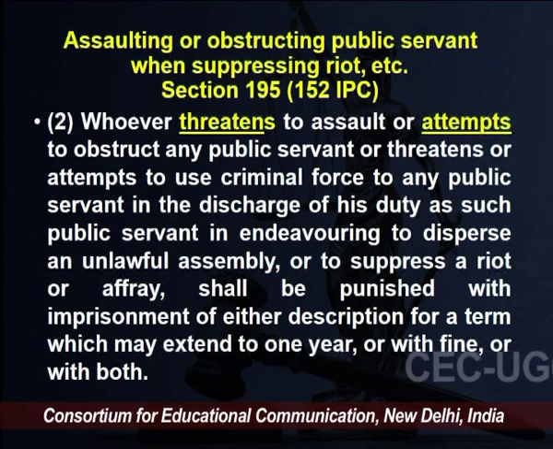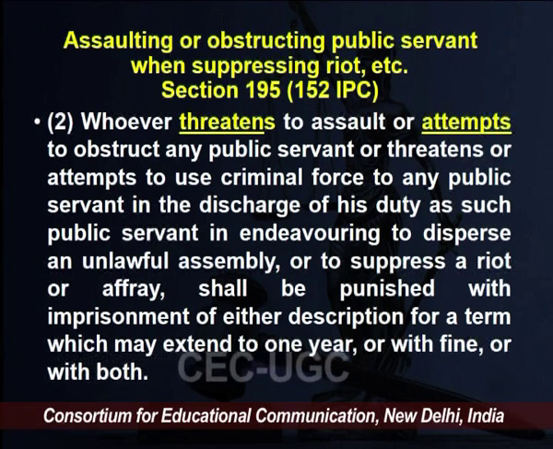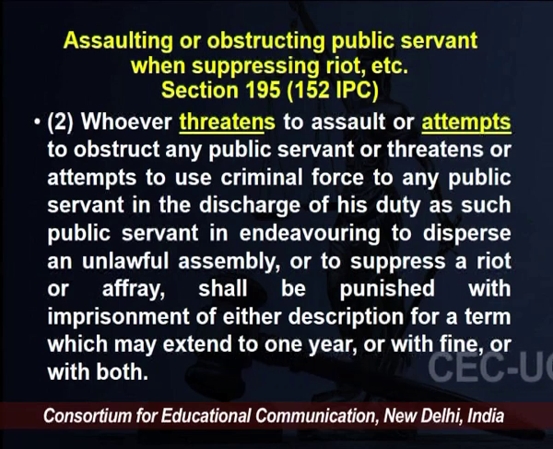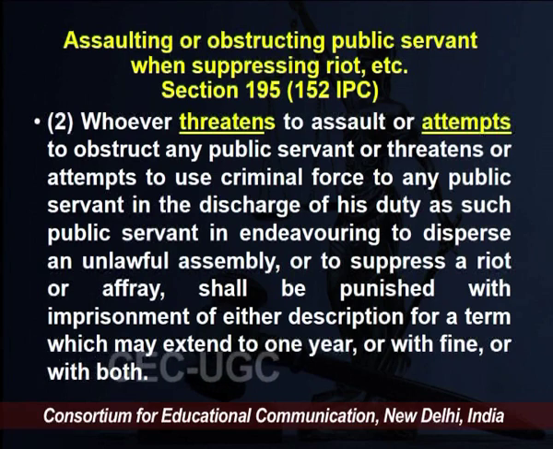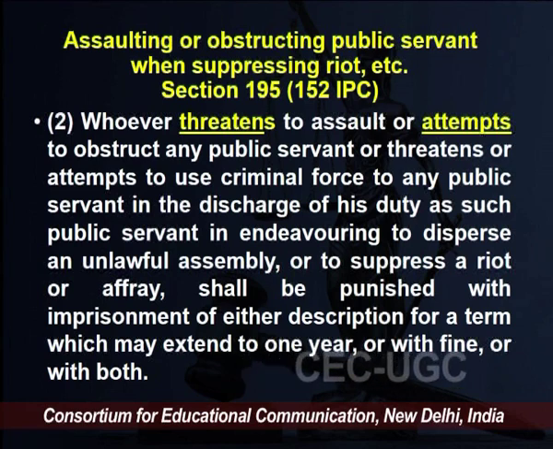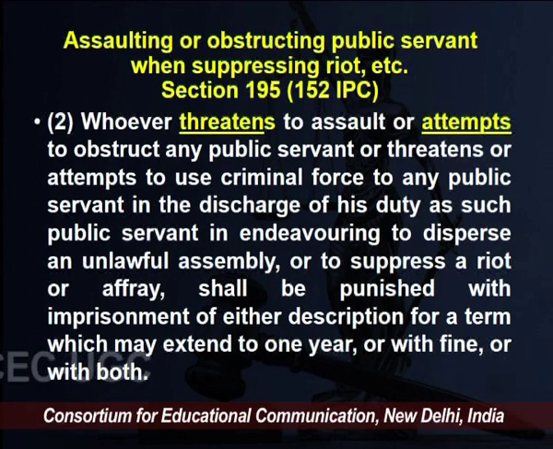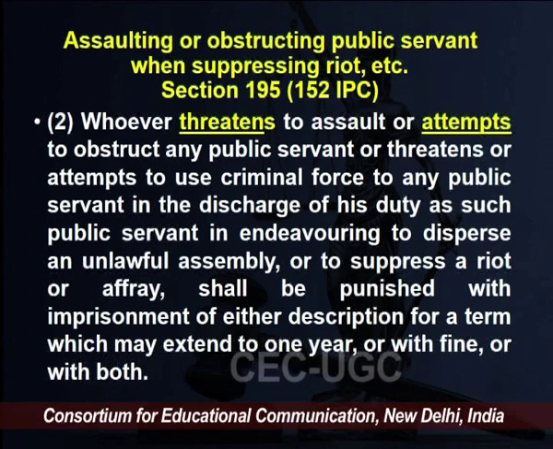So now what does the law do? It prescribes a minimum punishment, and the minimum punishment is also fine, which shall not be less than 25,000 rupees. So this is a provision which is intended to have a deterrent effect. Then subsection 2, it punishes even threatening or attempting to obstruct public servants. It says, whoever threatens to assault or attempts to assault any public servant, or threatens or attempts to use criminal force to any public servant in the discharge of his duty as such public servant, in endeavoring to disperse an unlawful assembly, or to suppress a riot or affray, shall be punished.